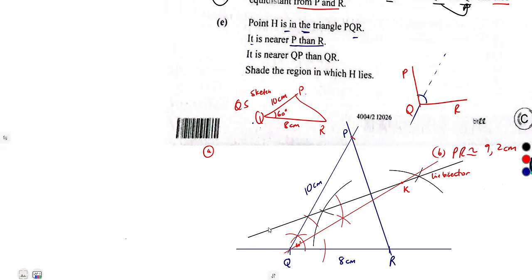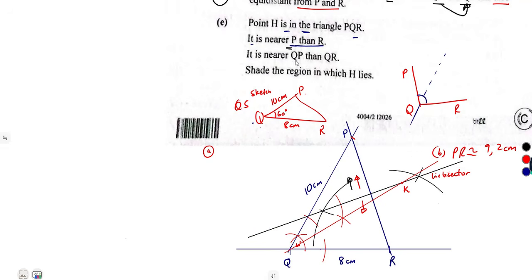From the line bisector, it divides into two regions. There's a region that is closer to P, and there's a region that is closer to R, from the line bisector. Nearer P than R, you consider the line bisector. So the region that we're going to consider, the one nearer P, is this region that is remaining on this side.